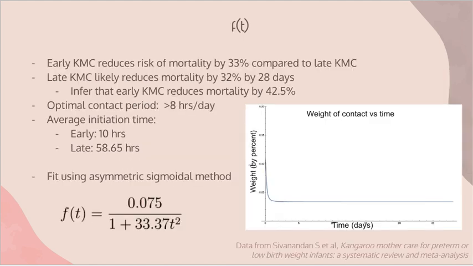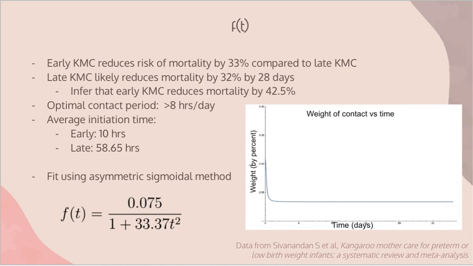Finally, let us discuss our function F, which is the weighting function for the effect of contact on the mortality rate. From the paper, Kangaroo Mother Care for Preterm or Low Birth Weight Infants, a Systematic Review and Meta-Analysis, we saw that earlier KMC reduces risk and mortality by 33% compared to late KMC, and late KMC reduces mortality by 32% over 28 days. From this, we inferred that early KMC reduces mortality by 42.5% over 28 days.